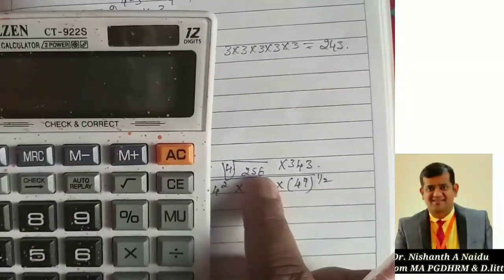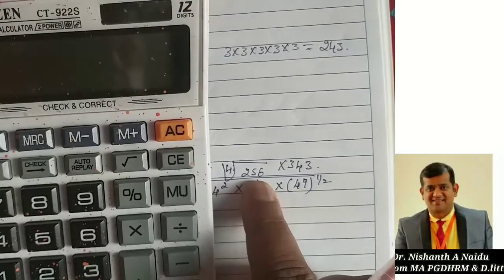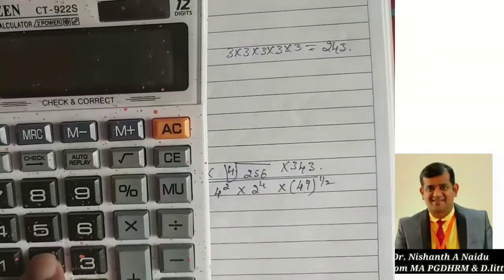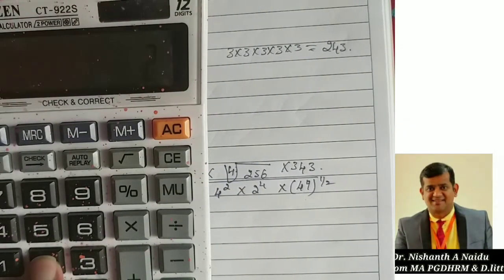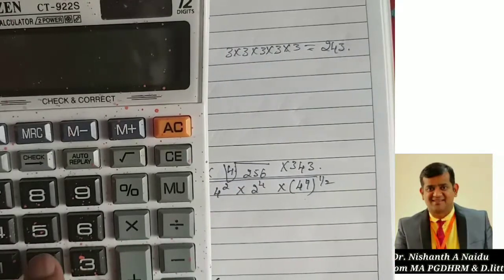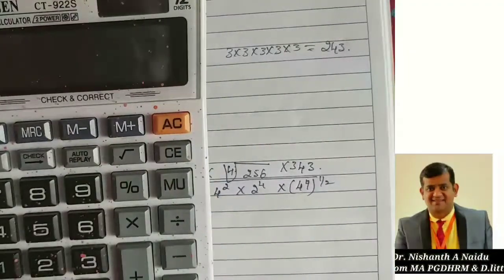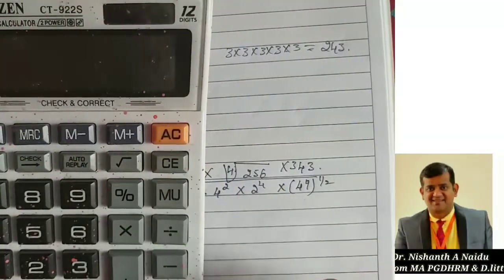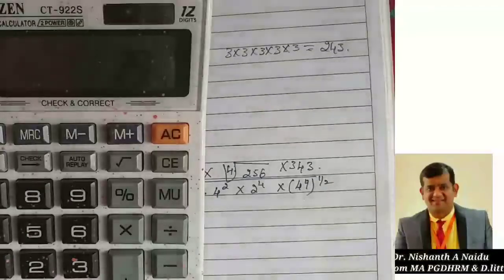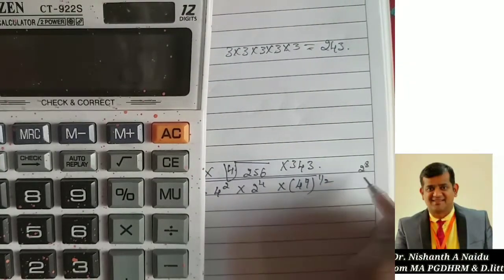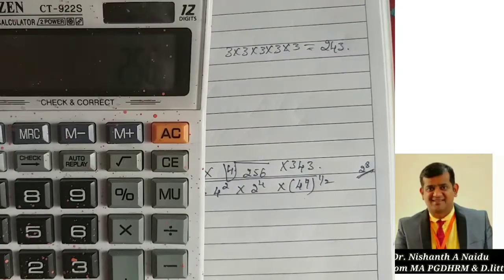So see, you have to find for 256. Clear? In the sense, always we start with 2 only. So let us start with 2. How many times you multiply to get 256, you have to identify. So press 2, 1, 2, 3, 4, 5, 6, 7, 8. So 256 is 2 to the power 8. 2 to the power 8, okay, for 256.